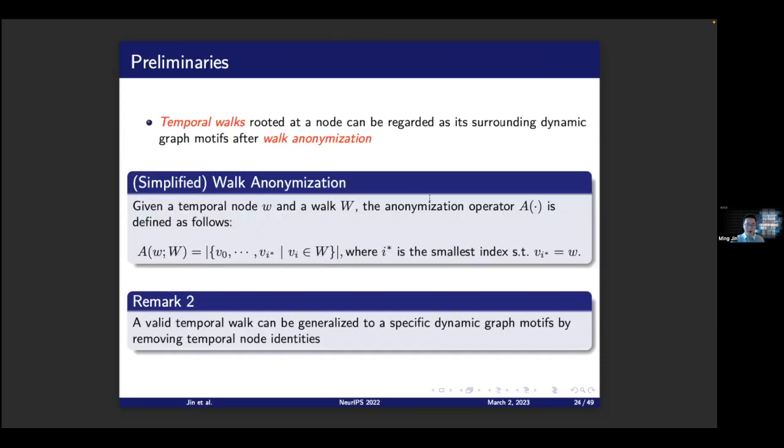And here is the naive implementation of the walk anonymization, but we cannot use that directly in the methodology because there are certain problems. I will talk about it later in the related discussion of the anonymization used in our method.